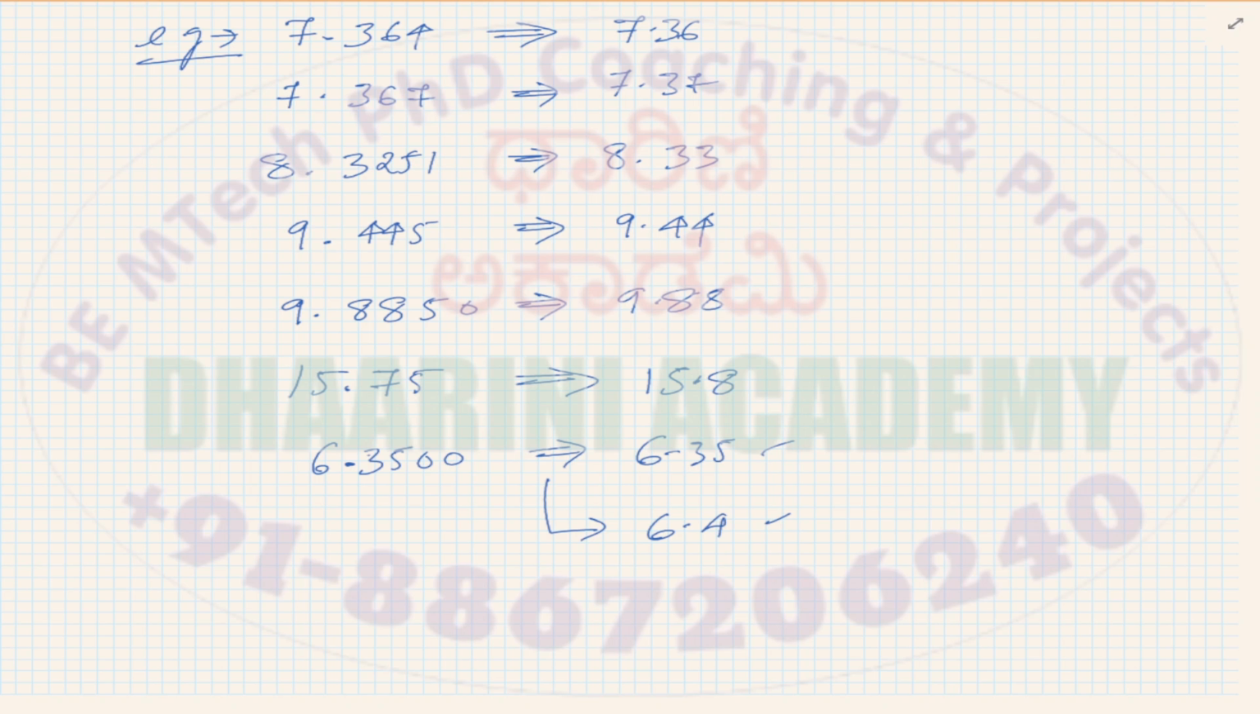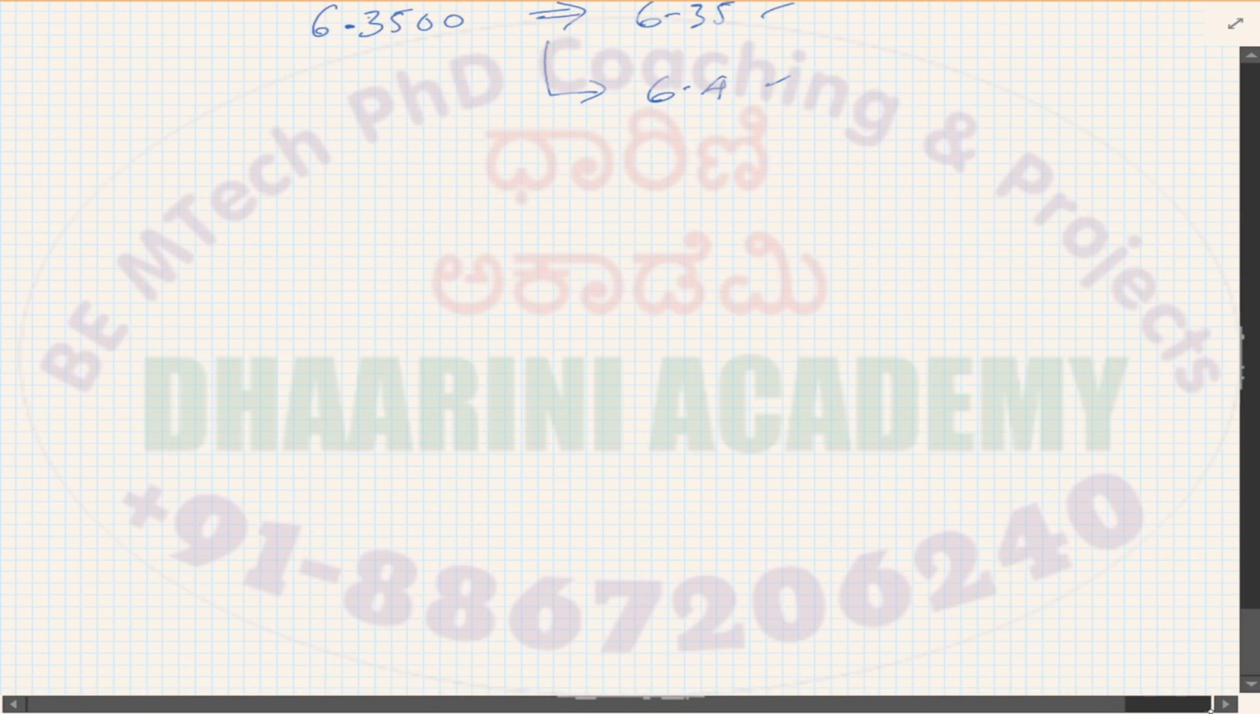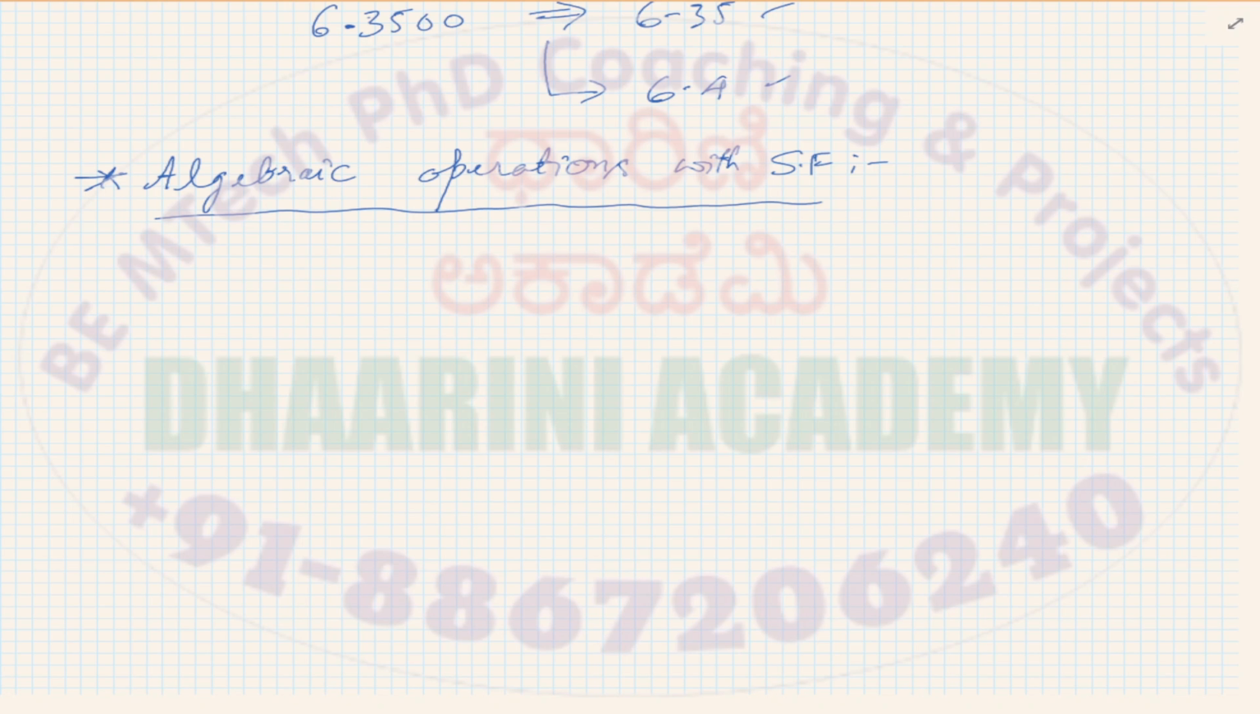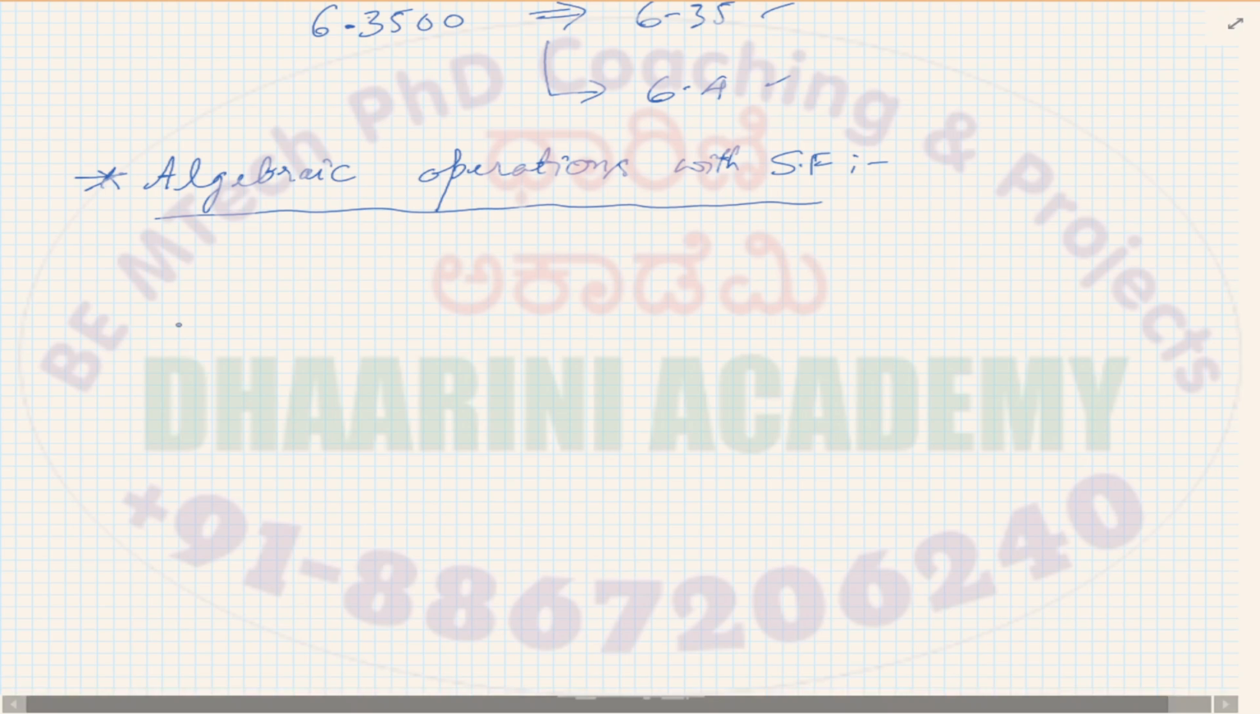Moving on to the next concept. We want to look at the algebraic operations with SF, that is significant figures. What happens to the significant figures when you perform algebraic operations such as addition, subtraction, multiplication, division, etc.?